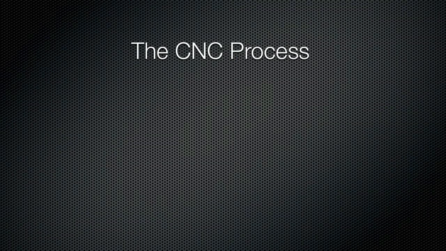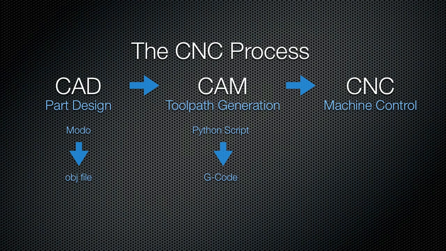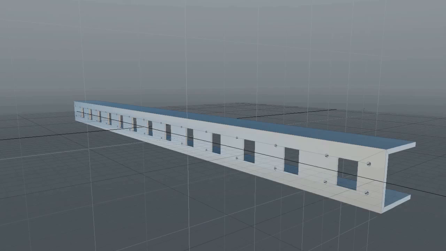The CNC tool chain generally goes like this. CAD is the process of designing the part. CAM is the process of analyzing the part and creating machine instructions. CNC is the process of controlling the machine with those instructions. For the CAD section, I'm going to use Modo since I already use it for work and it's awesome. I'll export to an OBJ file. For the CAM section, I'll use a Python script I wrote that parses the OBJ file and generates G-code. For the CNC section, I'll use a Processing sketch that streams the G-code to the serial port and controls the GRBLshield.